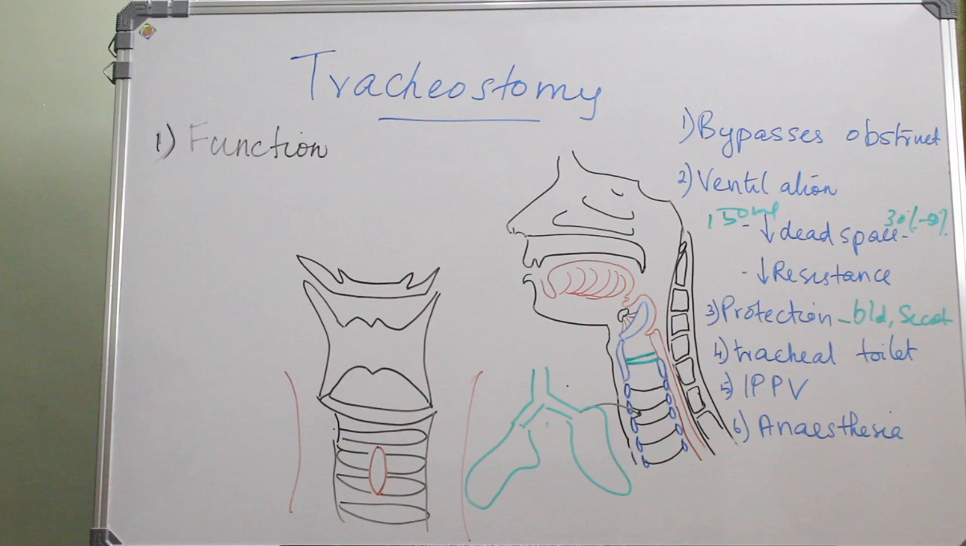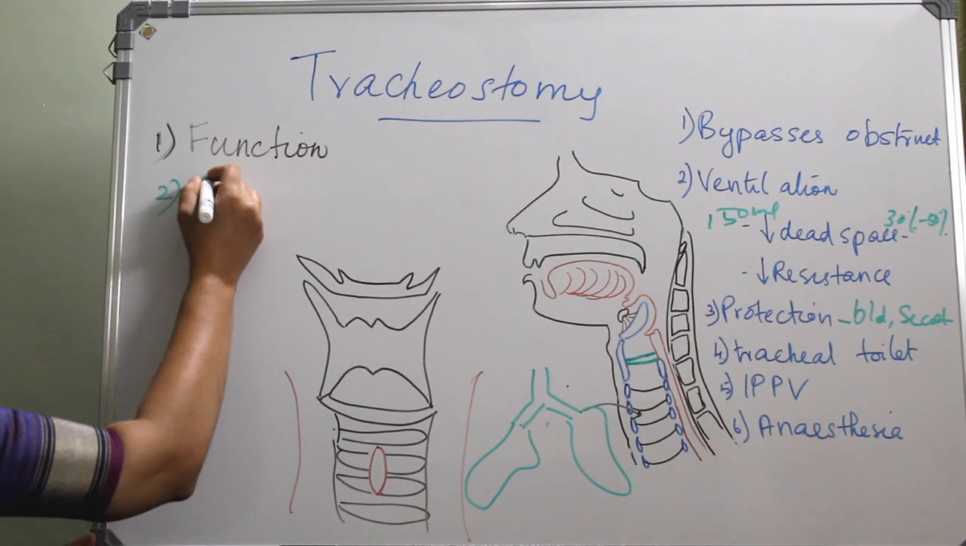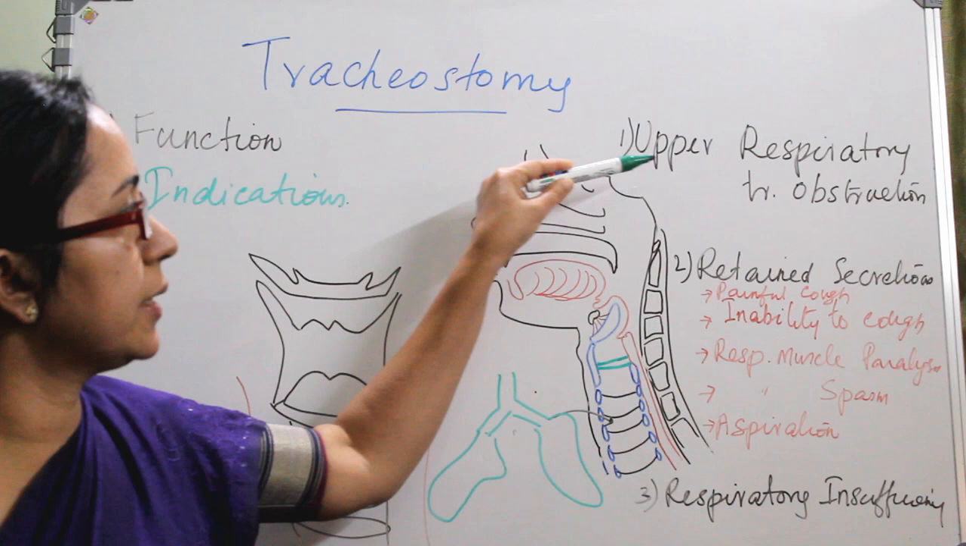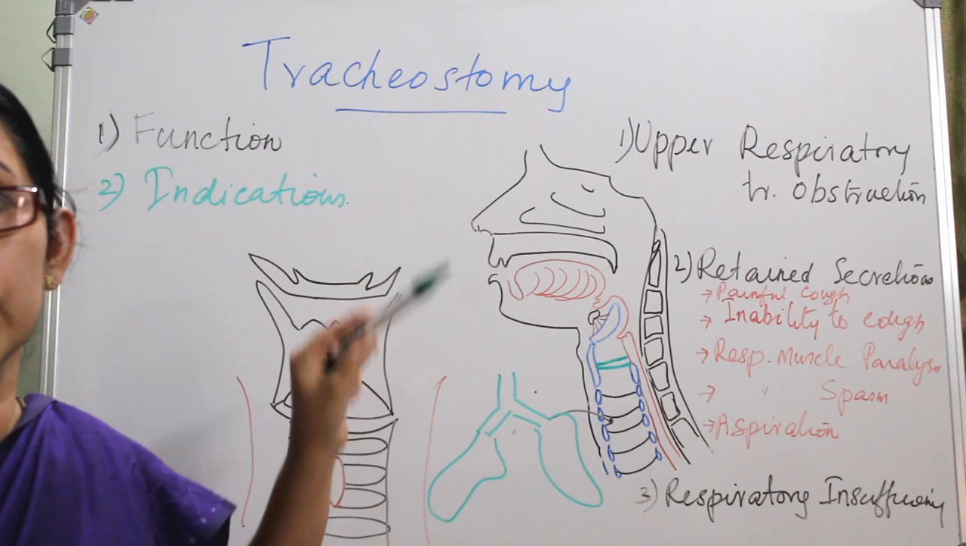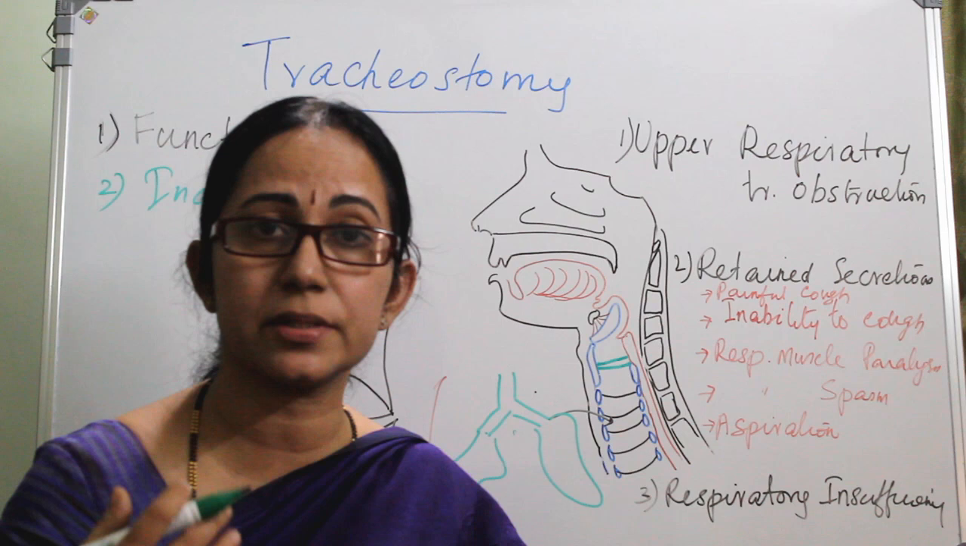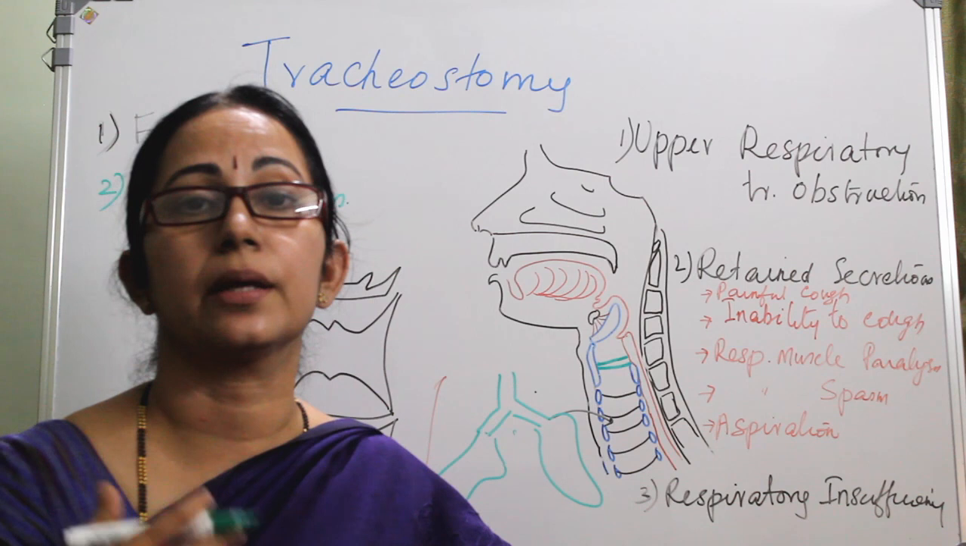What are they? Indications. We can categorize the indications into three main groups. One is an upper respiratory tract obstruction at or above the level of vocal cords. The cardinal sign of an upper respiratory obstruction is stridor. What is a stridor? Stridor is a high pitched musical sound. It can be an inspiratory stridor, or an expiratory stridor, or biphasic.